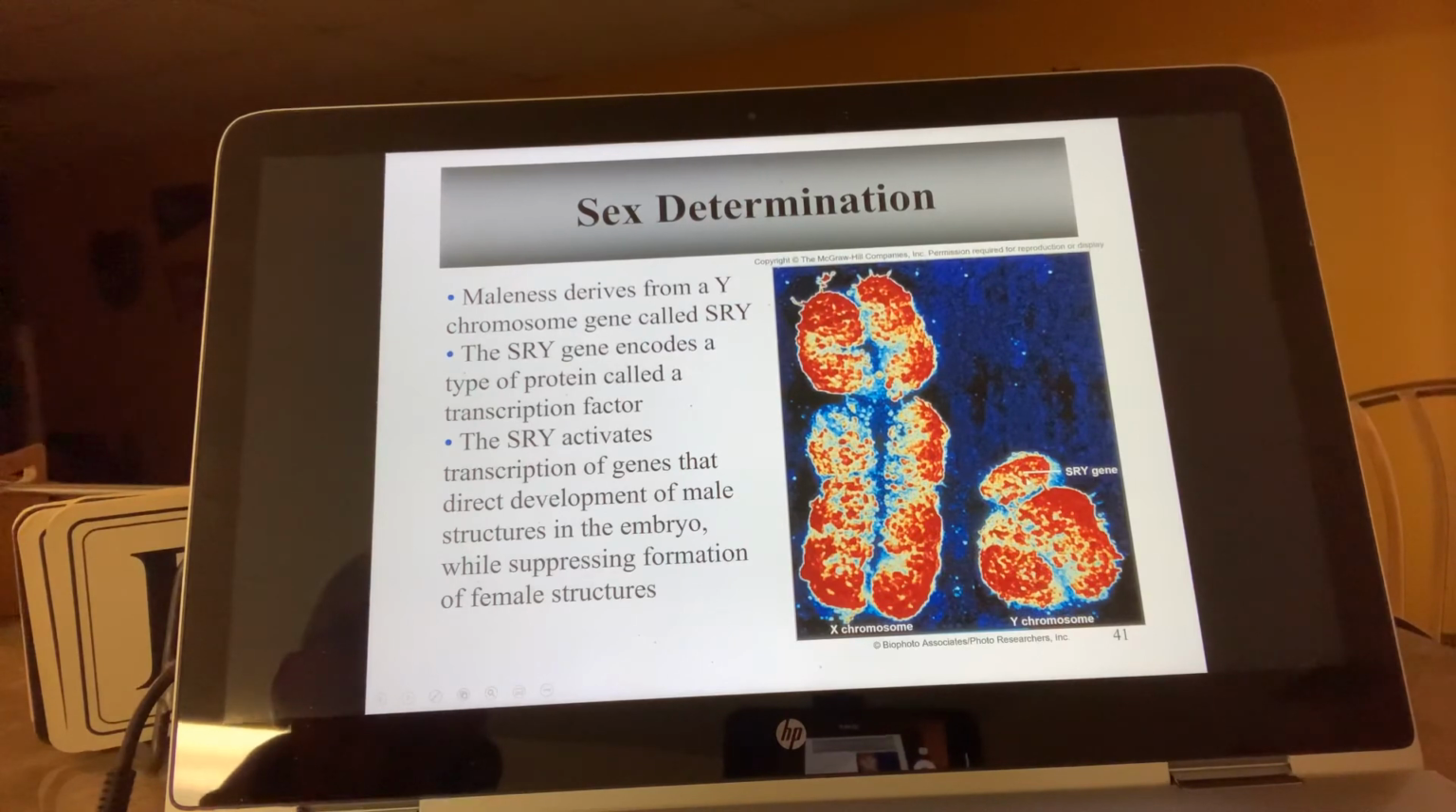It is not present on the X chromosome. And if a sperm with a Y chromosome fertilizes the ovum, that SRY gene, and what do genes do? They code for proteins. This codes for a protein or several proteins called transcription factors that basically produce male structures and reduce female structures. If the SRY gene is not present, then the individual will develop as female. If the SRY gene is present, then the individual will develop as a male.